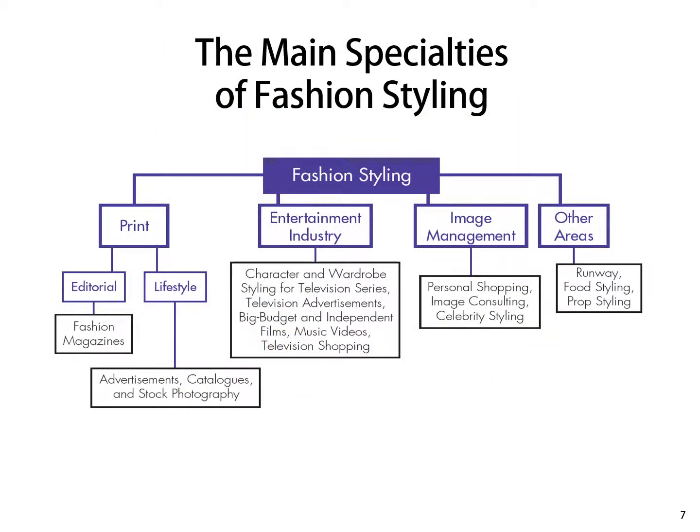So the main specialties of fashion styling, as I mentioned earlier, are three main areas: first, print, second, entertainment, and third, image management. We'll go into details about this in the following chapters, but let's start with print. Print can be editorial or lifestyle. Editorial means fashion magazines, as you know, like Vogue or Elle, and lifestyle magazines with advertisement, catalog, and stock photography are also a part of print.